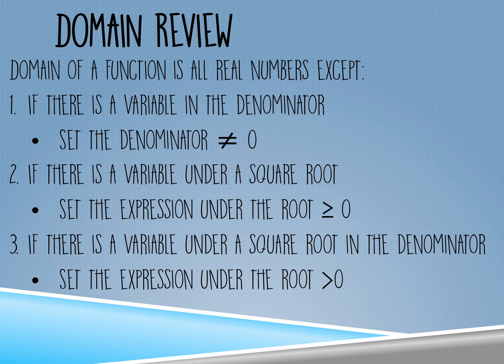So, quick review on domain. We've done this so many times, but you need to know it for these. The domain of a function is all real numbers except if one of these 3 cases happen. If there's a variable in the denominator, we set the denominator not equal to 0. If there's a variable under a square root, we set whatever's underneath the root greater than or equal to 0. And the combination of that if there's a square root in the denominator. Really, for this section, you're only going to see variables in the denominator, okay? But just know that those still exist. We just don't have to do them. You're not going to see square roots in the fractions, so we don't really have to worry about the other 2.